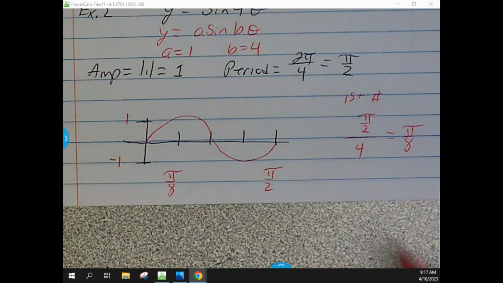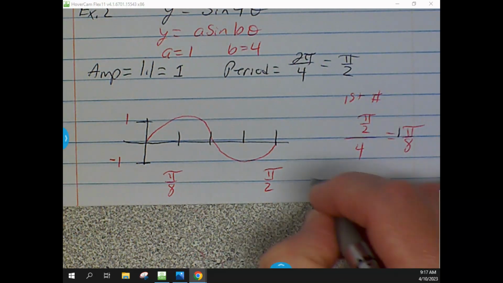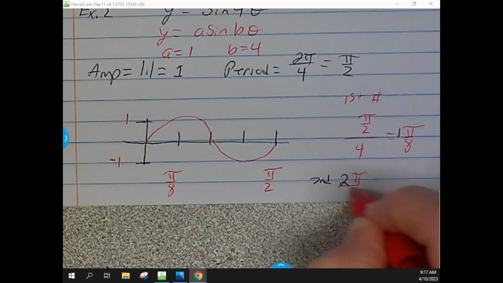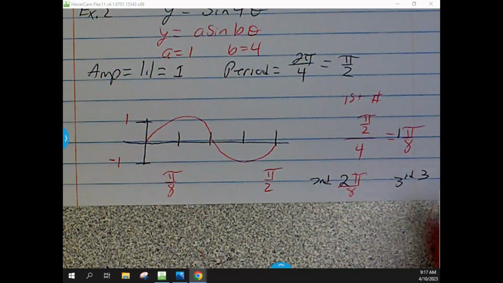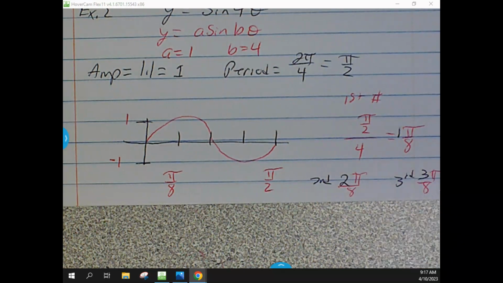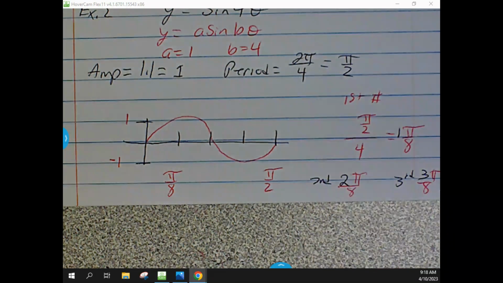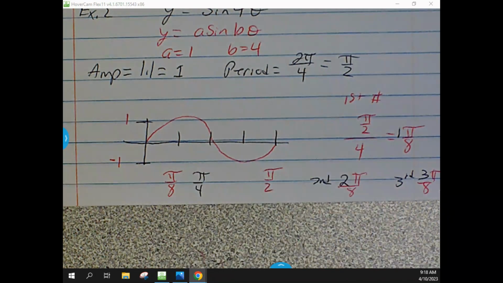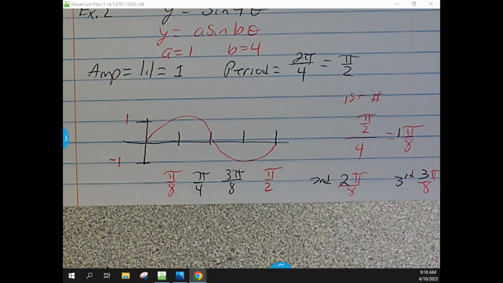Okay, so again, technically the first number is 1 pi over 8. Second number is going to be 2 pi over 8. And your third number is going to be 3 pi over 8. But if you've got 2 pi over 8, you can simplify and make that pi over 4. Third number is going to stay just like it is, 3 pi over 8. So that would be your 3 other numbers that you need to get there.